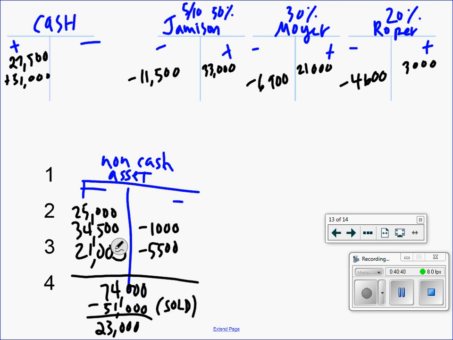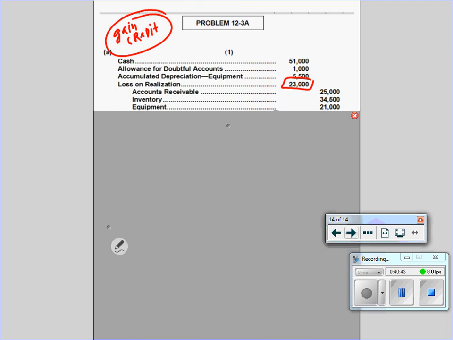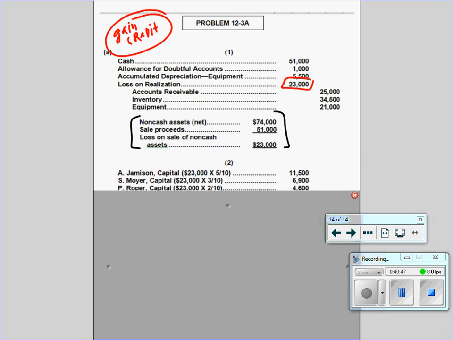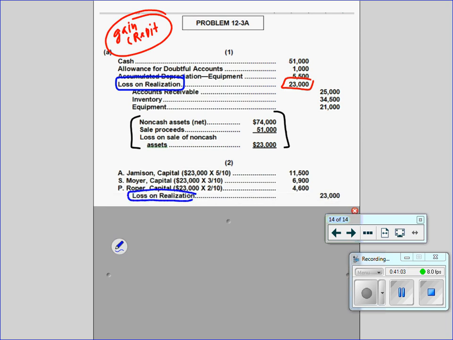Let's journalize what we just did. We have debits because this was a hit, because of the loss on realization. This is one of those wham bams. We recognize the loss and then we wipe it out right away. Wham bam, it's wiped out. I want to get rid of it. And the partners absorb the hit.